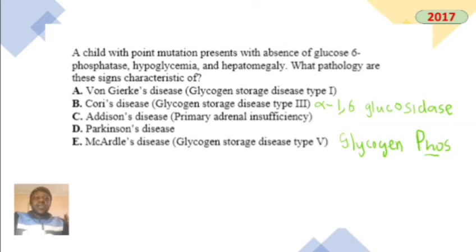Von Gierke's disease, right? So here I just wrote some other glycogen storage diseases. Like Cori's disease. Cori's disease will happen if there is a deficiency of alpha-1,6-glucosidase, which is a component of debranching enzyme. I talked about it in the previous video. Addison, this one is about aldosterone. Parkinson, this one is about dopamine. Then McArdle. McArdle is if there is a deficiency of what? You know, that monster which was throwing phosphates on the glycogen molecule, so it's glycogen phosphorylase. Okay, so here the answer is Von Gierke's disease, for glucose-6-phosphatase.